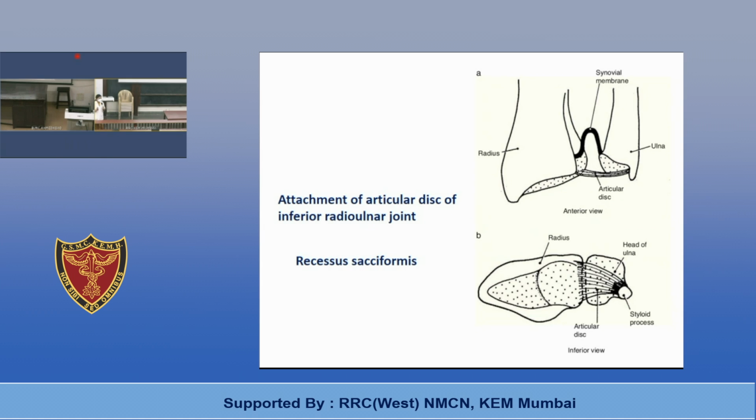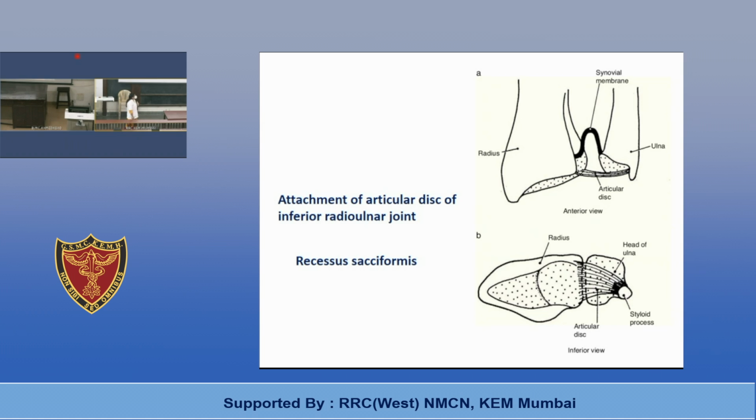So whenever you describe the wrist joint, it is always in between the radius and the proximal row of carpals. That's why it is called, what is the other name for the wrist joint? Radiocarpal joint. Okay, so it is the radiocarpal joint. Ulna is not part of the wrist joint because of the presence of the articular disc, which excludes it from the articulation with the carpals.